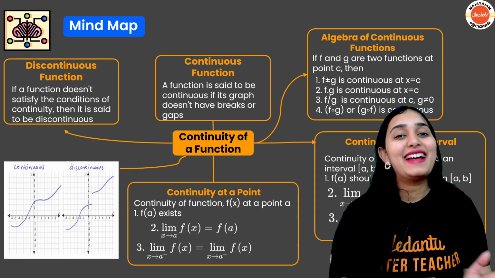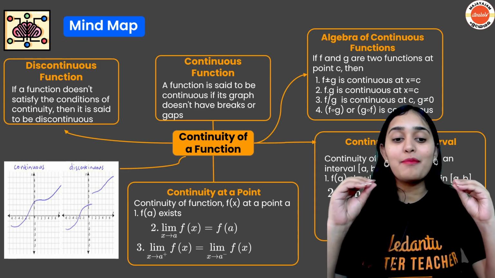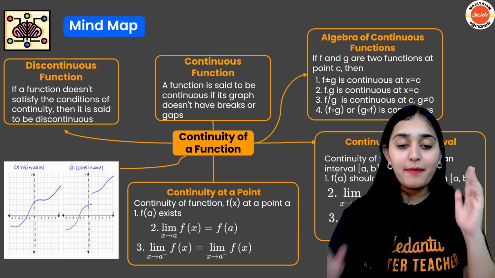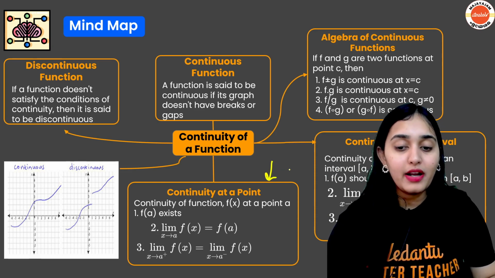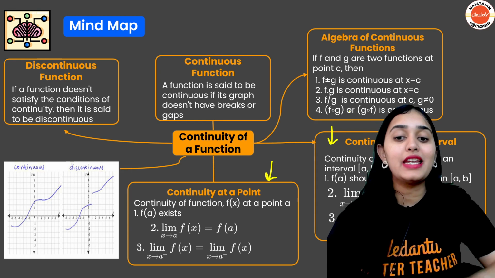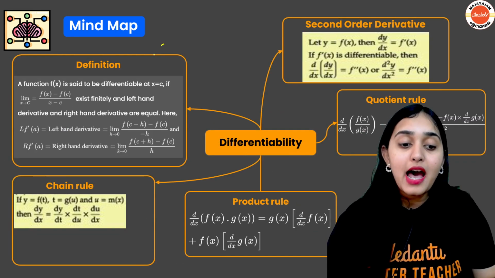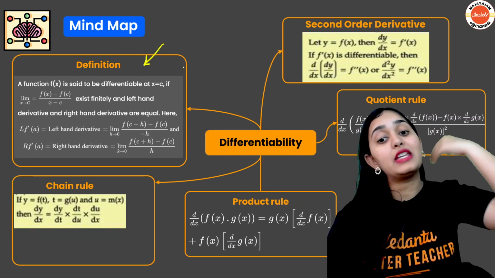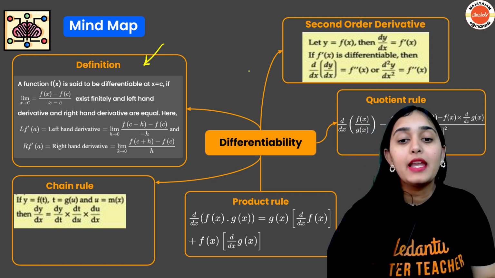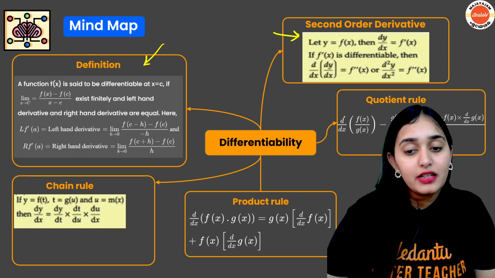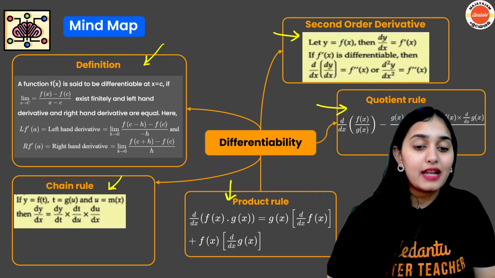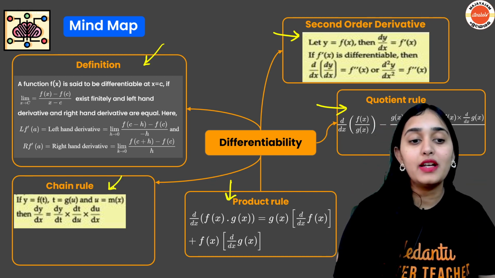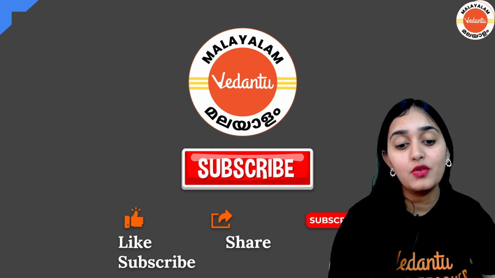Okay guys, that's all for the day. This is the complete chapter mind map here for you. How you check continuity of a function at a point, how you check continuity of a function in an interval, then how you find differentiability of a function, how you find out second order derivative, what is the quotient rule, what is the product rule, what is the chain rule. Everything is mentioned over here. All the formulas are mentioned over here.